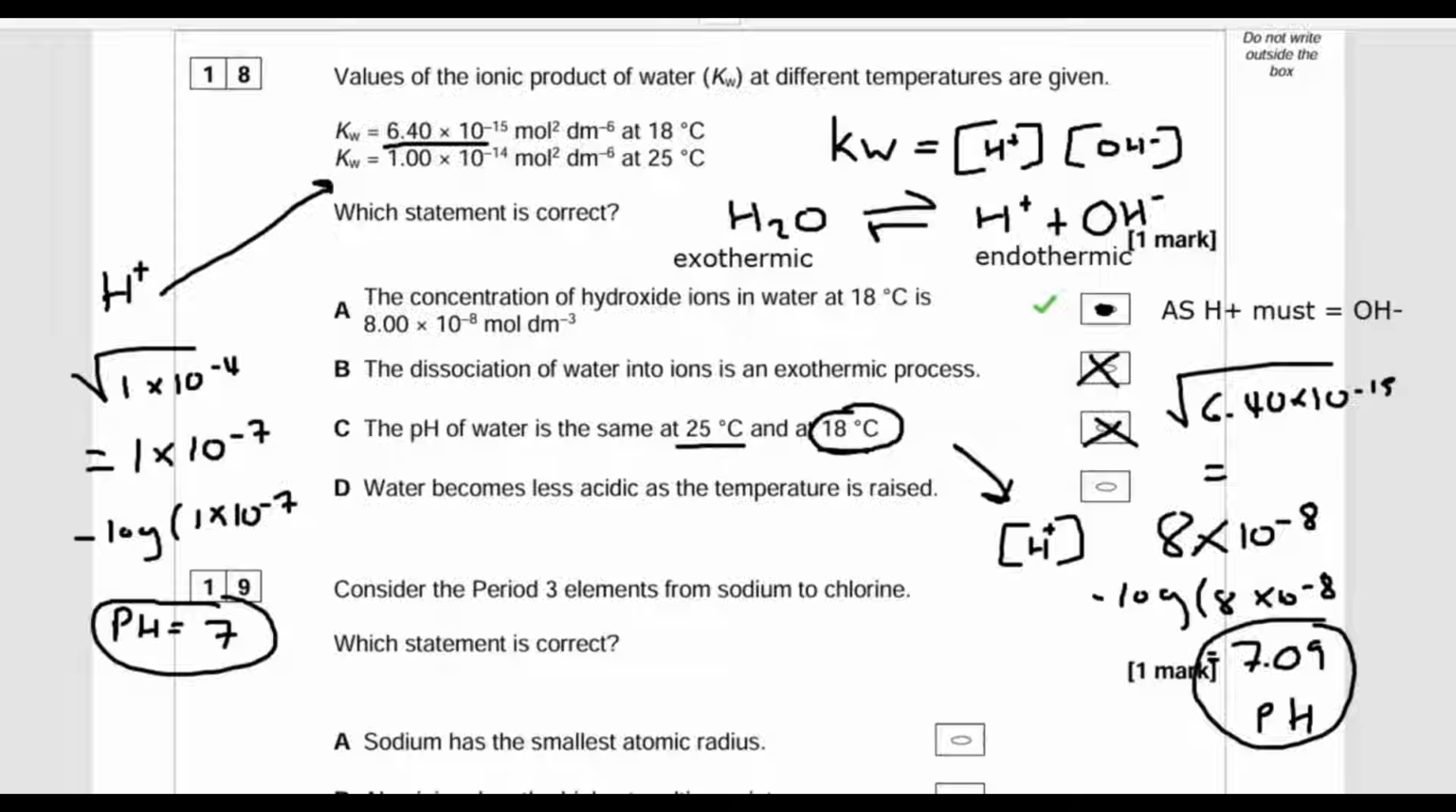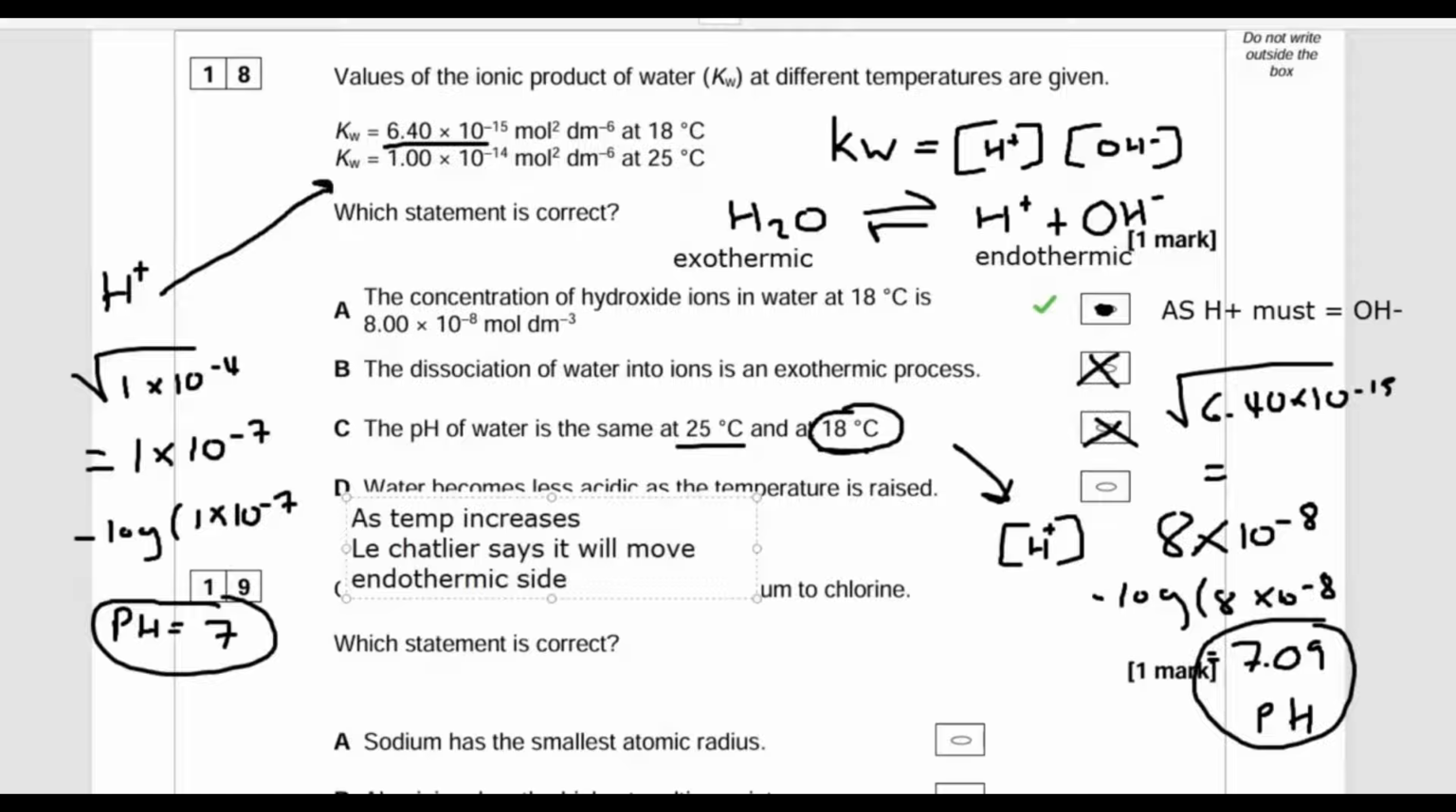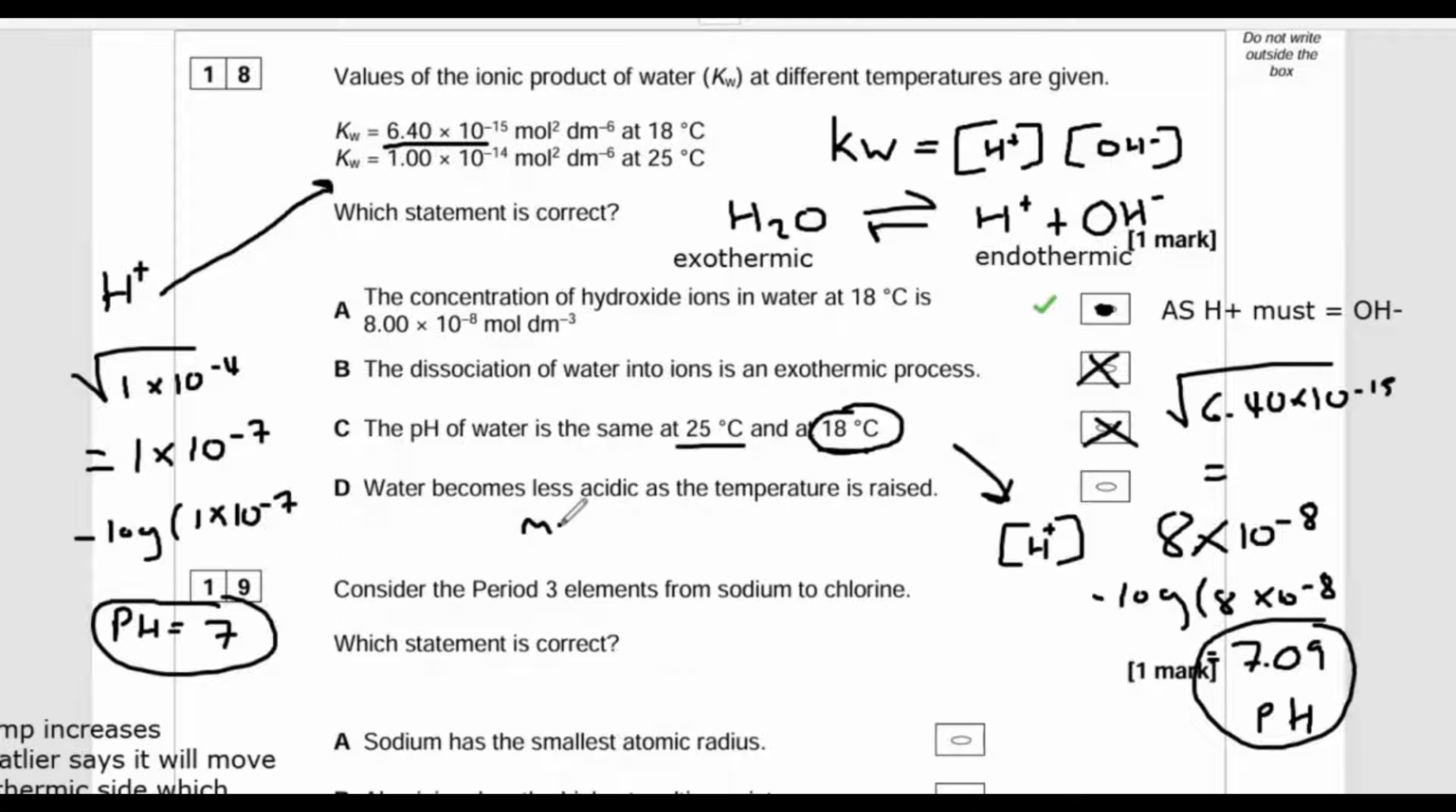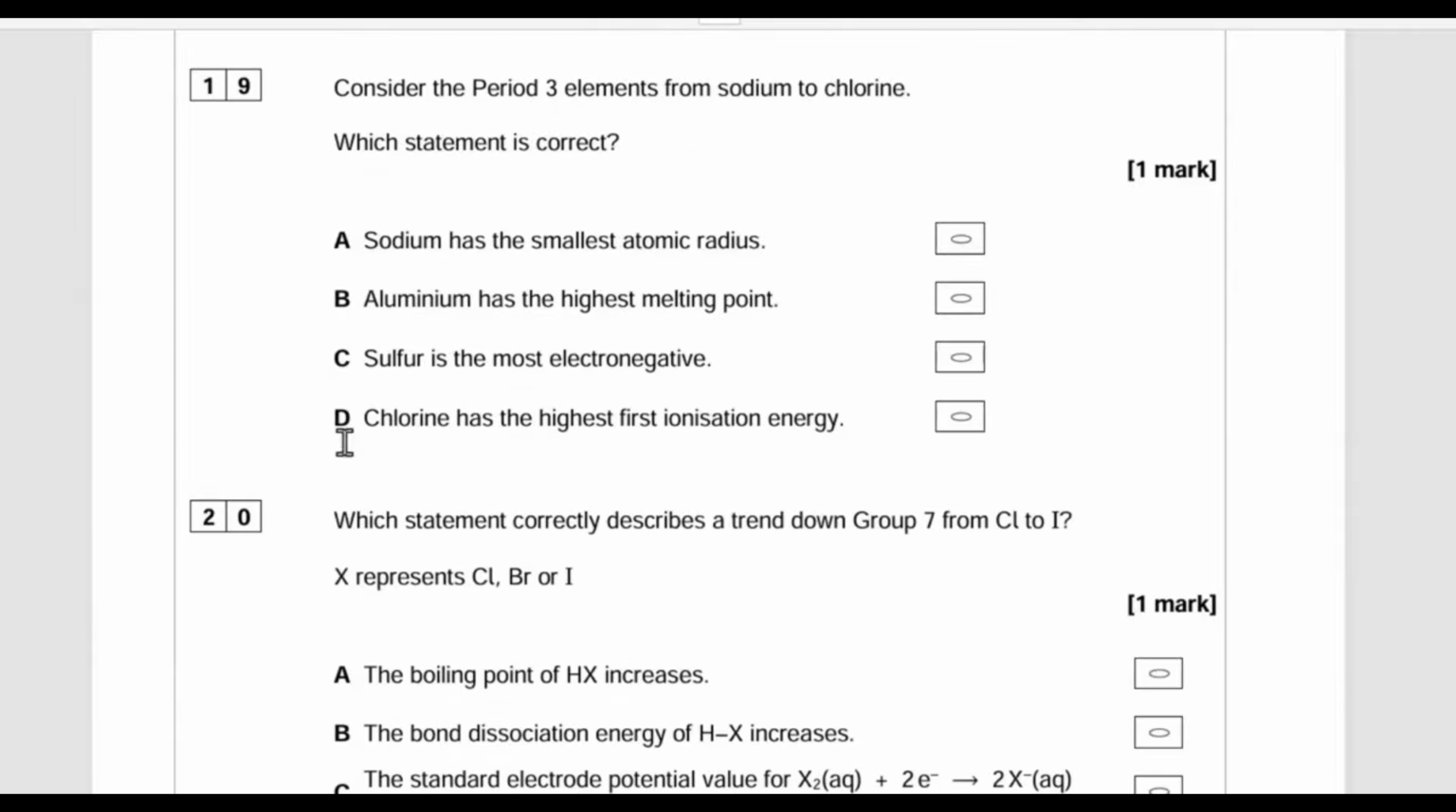So we can see that the pH has increased at lower temperatures. Actually, the pH has become more acidic at higher temperatures. So as temperature increases, what does Le Chatelier say? He says that it's going to favor the endothermic side, and the endothermic side is the forward reaction, and that's going to increase the number of hydrogen ions and therefore increase the concentration, which makes sense because pH 7 is a higher hydrogen ion concentration than pH 7.09, and pH 7 is at 25 and 7.09 is at 18.